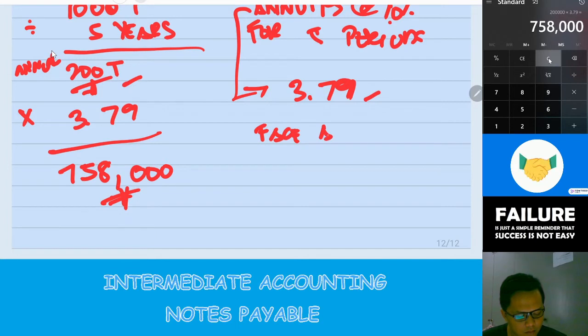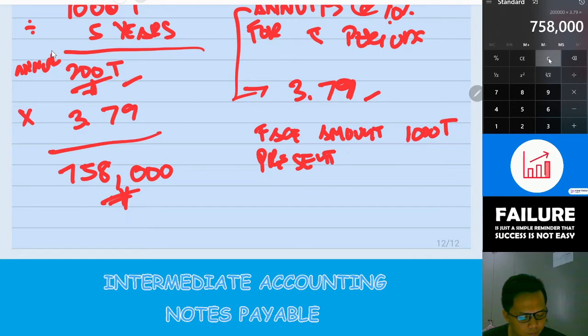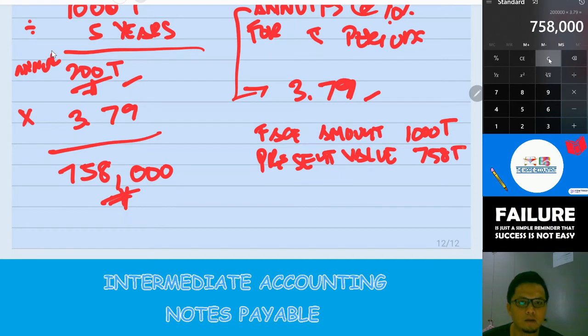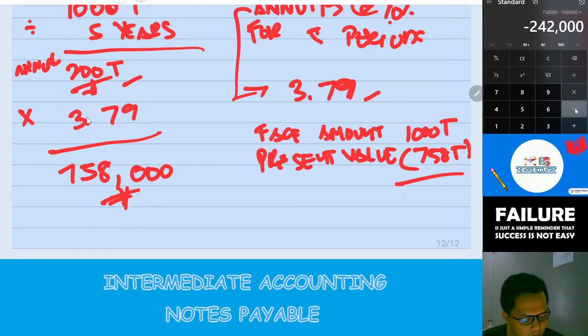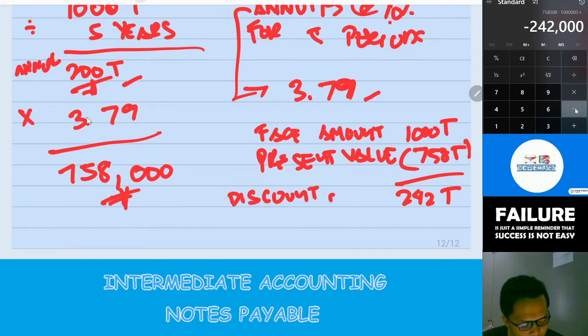So, face amount, okay? Face amount of the note, which is 1 million, minus the present value of 758,000. Okay? We have a difference of 242,000, which is this will be our discount on notes payable.